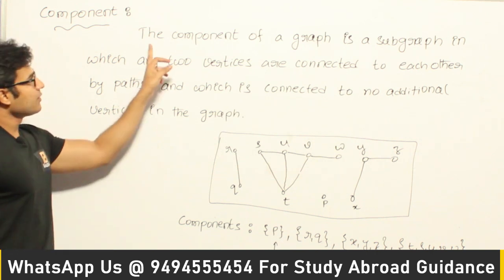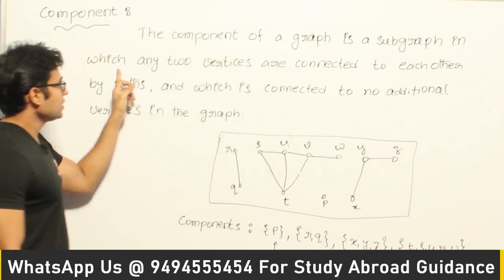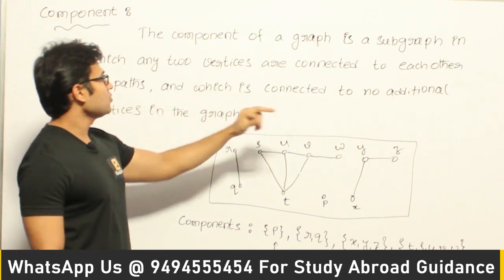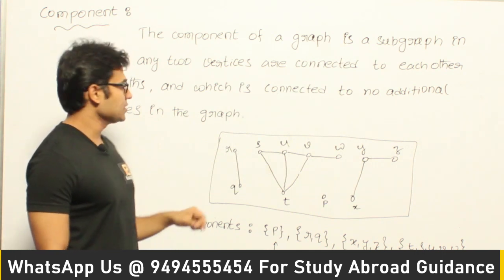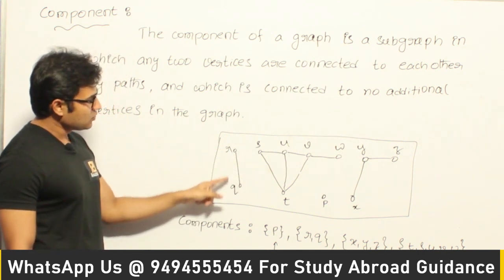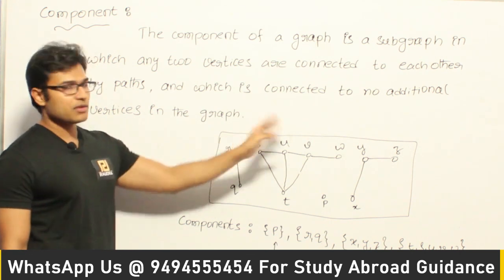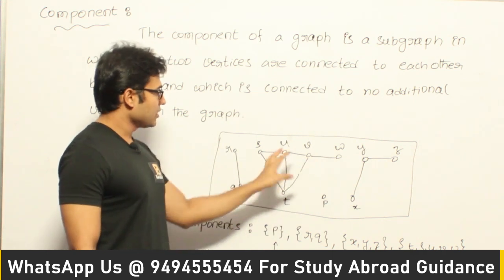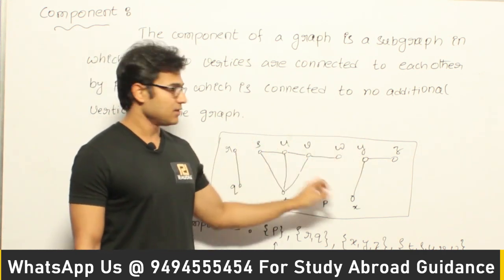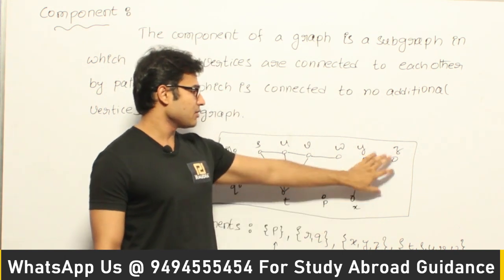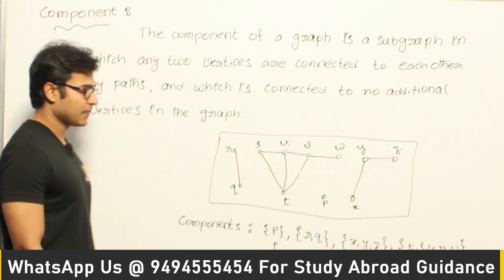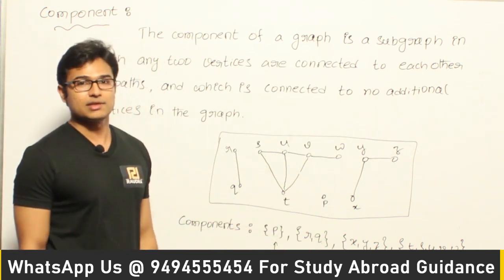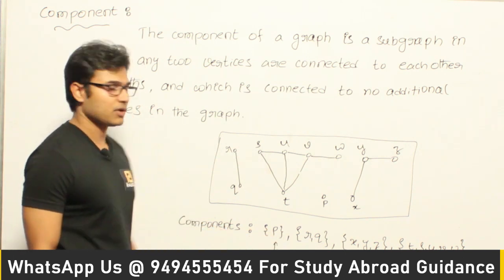Okay. Now look at this. The component of a graph is a subgraph in which any two vertices are connected to each other by paths, and which is connected to no additional vertices in the graph. Which means, if you see this component, these two are connected, but these two are not connected to any other vertices, right? Similarly, in this component, all these are connected, but not connected to any other components, right? And here also all these are connected, but not connected to any other components. Got it? And if you observe this, whenever you have a single vertex which is not connected to any other vertices, we call it an isolated vertex. Okay, fine.